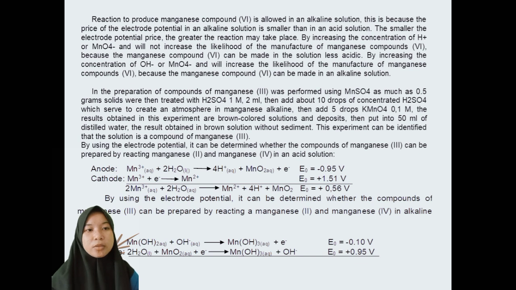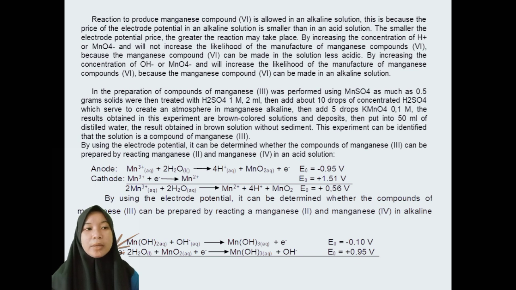In the preparation of compounds of manganese 3, it was formed using manganese sulfate, 0.5 grams of solid, which was then treated with sulfuric acid 1 molar 2 ml, then add about 10 drops of concentrated sulfuric acid, which serves to create an acidic atmosphere. Then add 5 drops of potassium permanganate 0.1 molar. The results obtained in this experiment are a brown solution and deposit. Then put in 50 ml of distilled water. The result obtained is a brown solution without sediment.